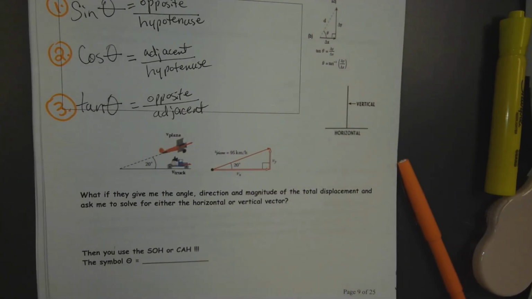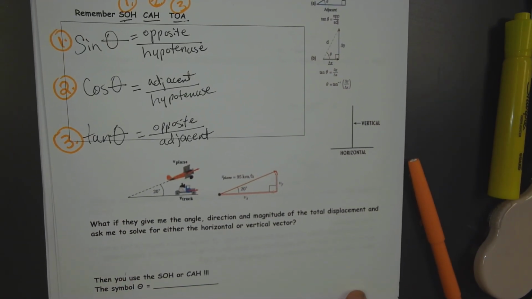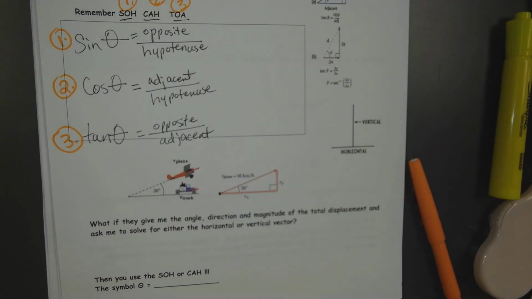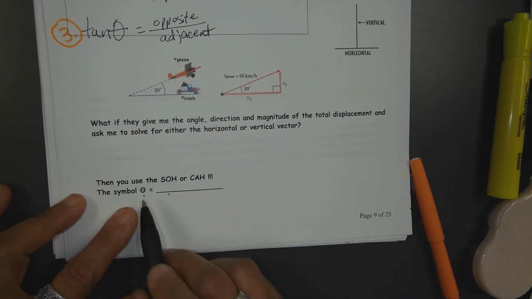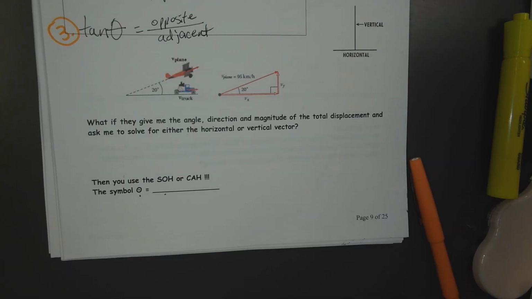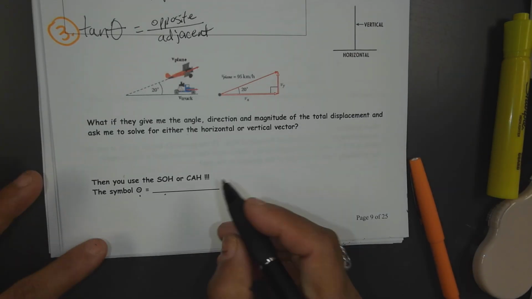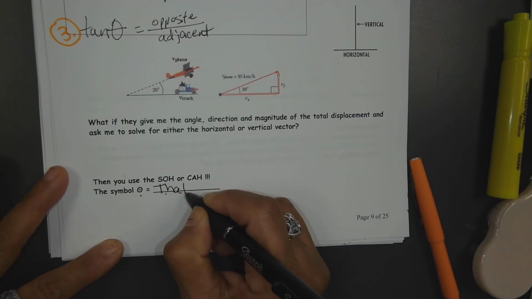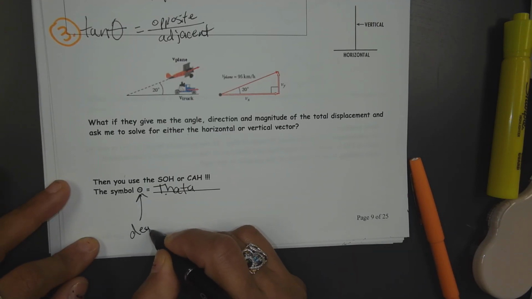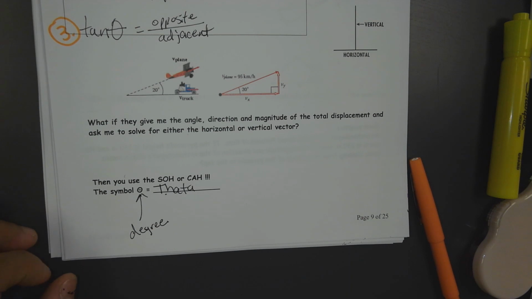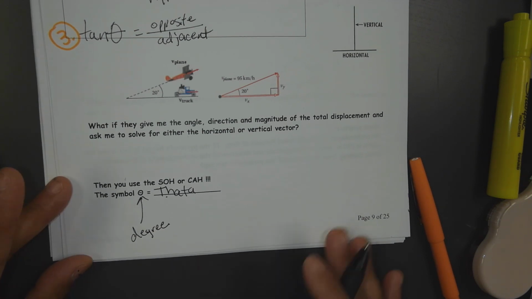Alrighty, hopefully you remember that. SOHCAHTOA. Part of this over here, before I get to this part, let's look at this. That symbol is a theta symbol. One more time, that symbol is a theta, which means degrees. Okay, which means degrees.